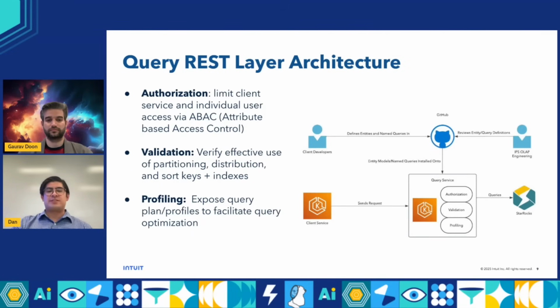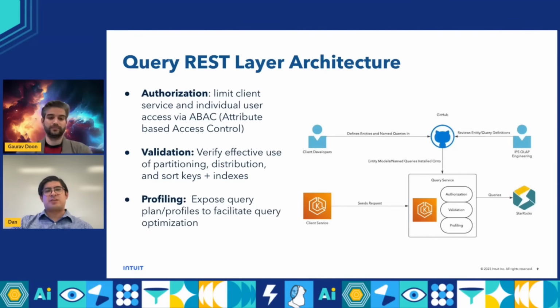The next thing that we have is query validation. As I'm sure many of us know, with StarRocks, data modeling is critical to making sure that queries are performant as well as ingestion. So in this scenario, we have some validations that we put on the query to make sure that data partitioning, data distribution, data sorting, and indexes are all effectively used, so that we don't have a single bad query that is taking up too much of the cluster's resources and causing noisy neighbor problems. The next thing that we have is profiling.